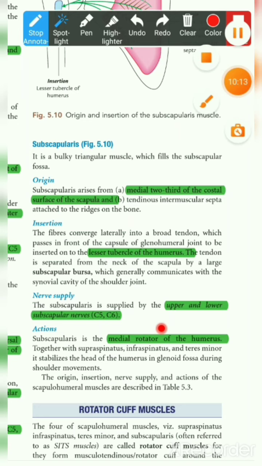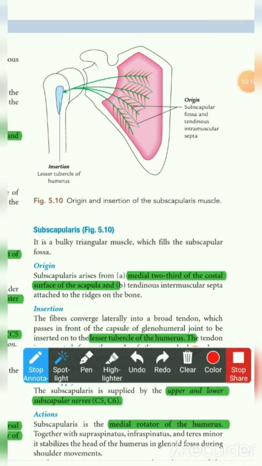So let's see how it looks. This is the subscapularis muscle. This is the anterior surface or costal surface of the scapula. So from the costal surface or anterior surface, this muscle is originating and it is inserted on the lesser tubercle of the humerus. Okay, lesser tubercle of the humerus.